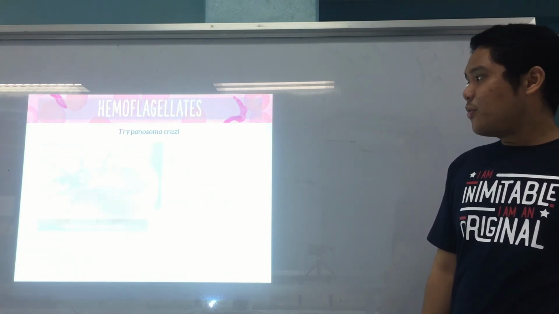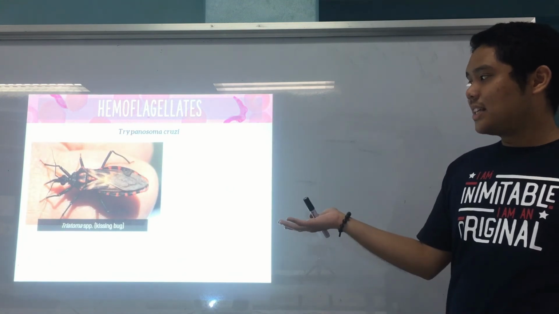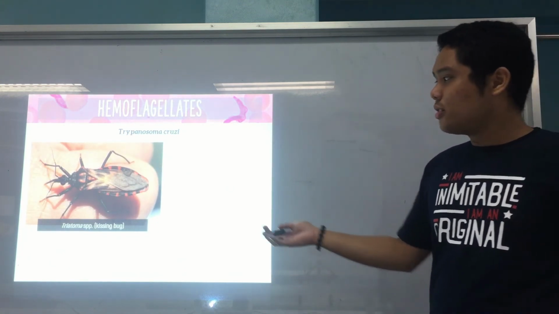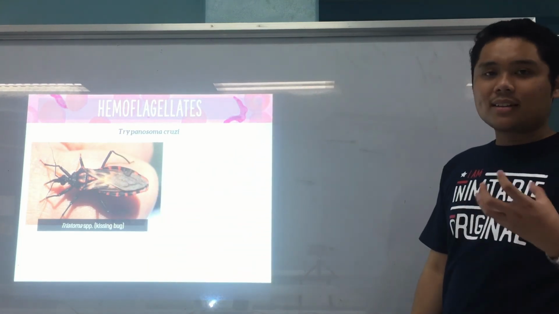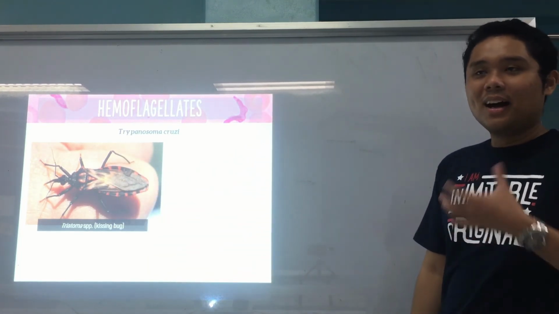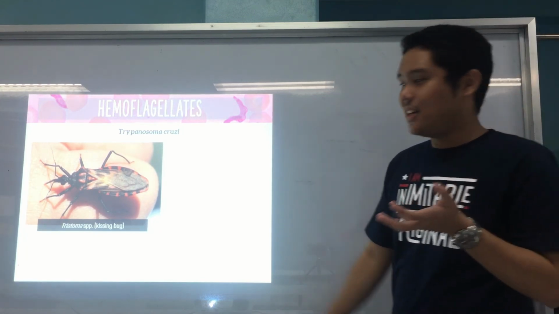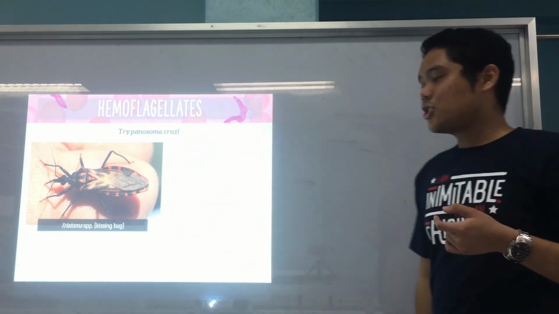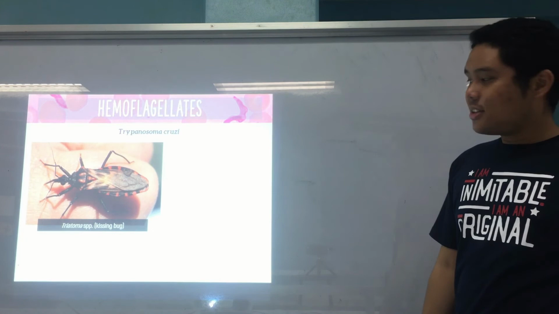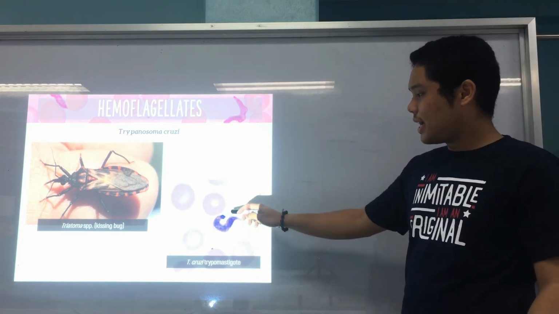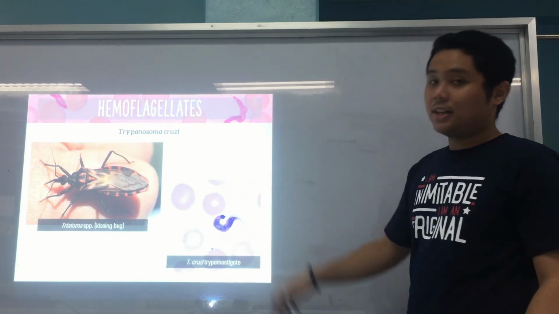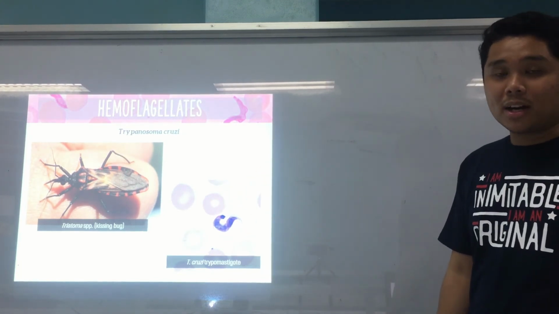Now for T. cruzi, this is your Triatoma or kissing bug, which is really big. It is called cone nose because of its appearance, and assassin bug, because it looks like an assassin. Triatoma, or your kissing bug. And this is the characteristic appearance of your T. cruzi trypomastigote. It looks like a C or U shape, usually.